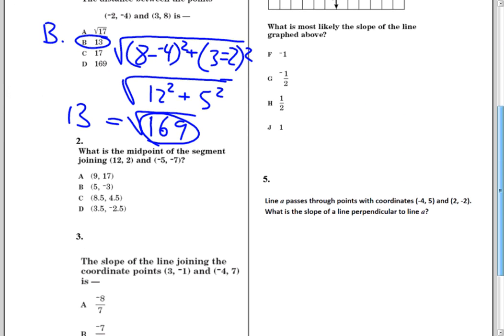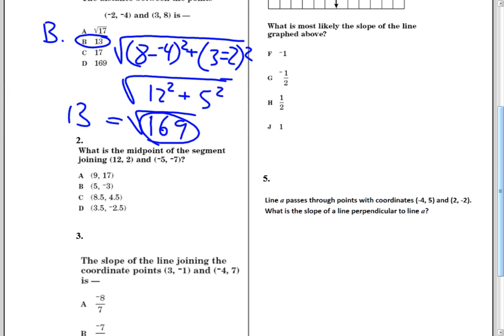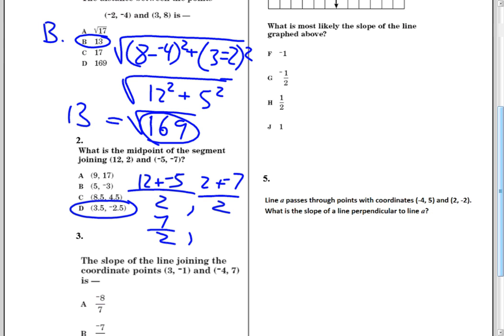Midpoint. What's the word for midpoint? Average. Average the x's, average the y's. You should be getting 3.5, negative 2.5. The mistakes we're seeing: people are throwing this all into their calculator, and the calculator doesn't understand that you want all of this divided. It's thinking you only want the negative 5 divided, or the 7, or the negative 7 here. Do the top, then do the division.